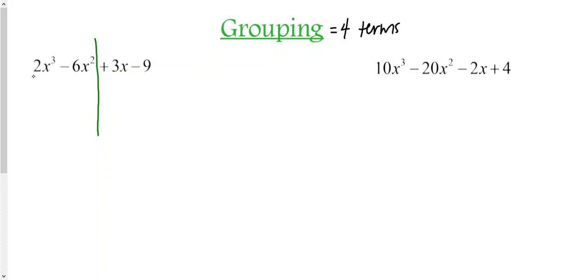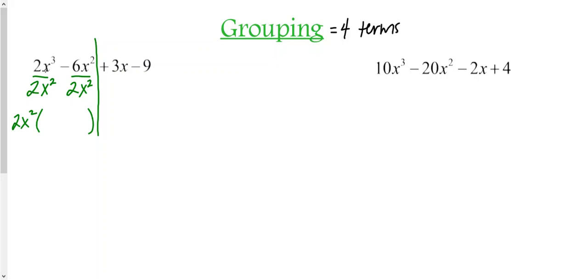We're going to split the terms in half. And now looking at just these first 2, what is the greatest common factor between these first 2 terms? I can divide them both by 2, and I can take x squared away from both of them. So just like before, GCF goes outside of parentheses, and whatever's left over goes inside. So 2 divided by 2 is 1.